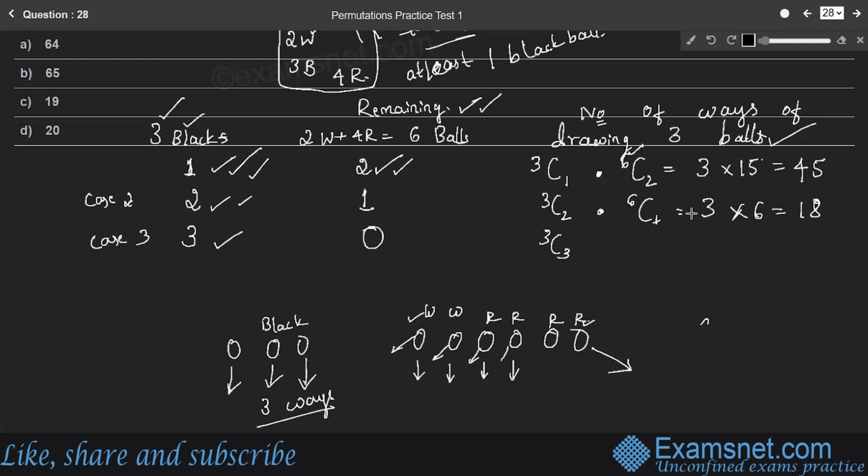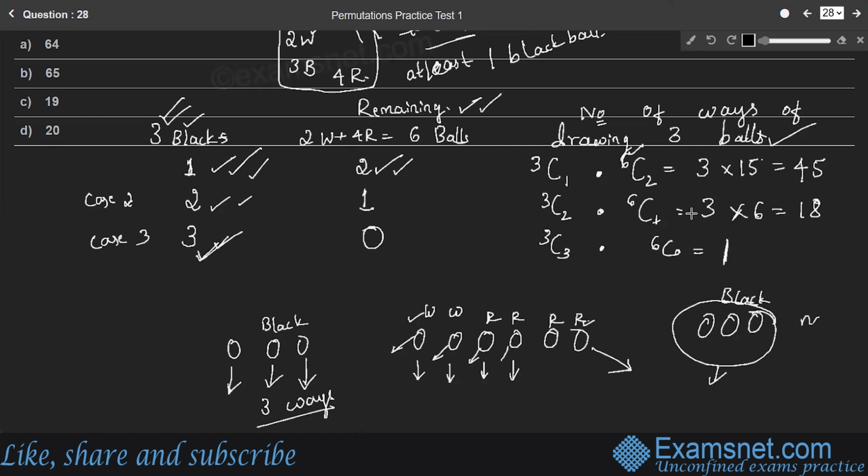Which is nothing. There is only one way of drawing all the 3 black balls. So you have to draw all the 3 black balls. This is the only way, right? Which is 3C3, number of black balls 3. C 3, 3 is nothing but number of balls drawn, into 6C0, which is nothing but 1. Therefore, here 3C3 is nothing but 1, right?